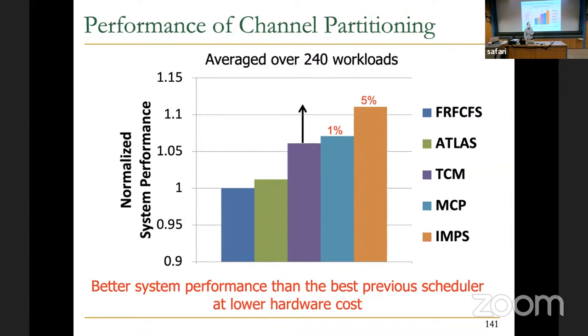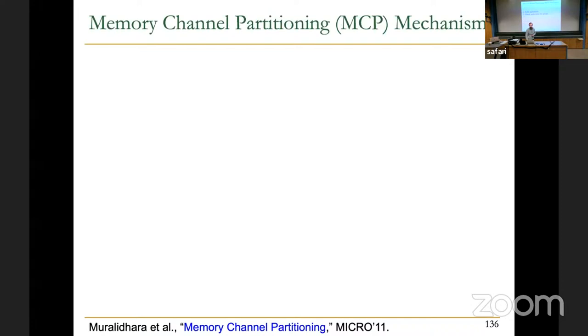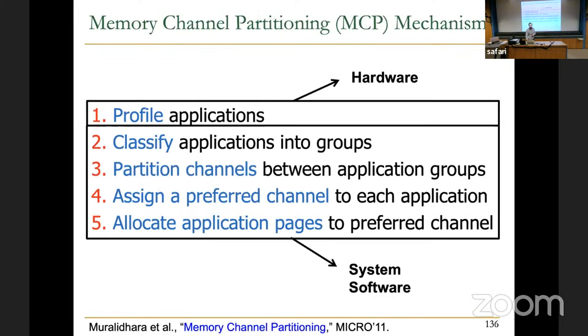Yes. It's the profiling of basically the memory intensity and the row buffer hit rate. It's not said here, but basically, if you go back over here, we want to separate applications by row buffer locality and memory intensity. So we basically profile those two characteristics. Make sense?